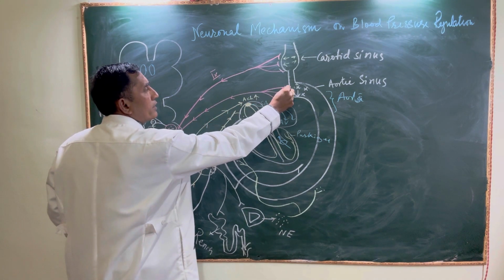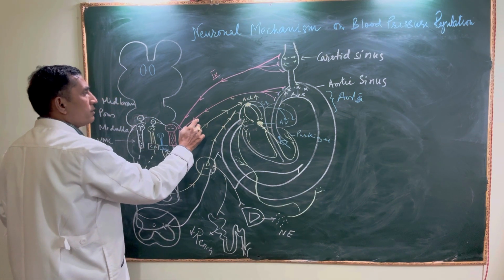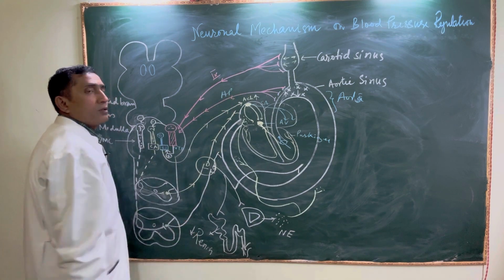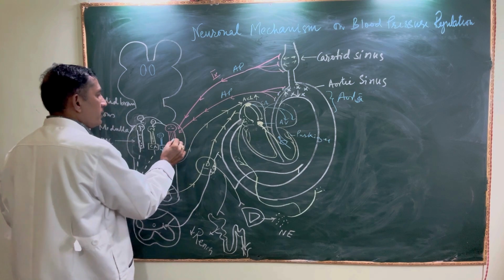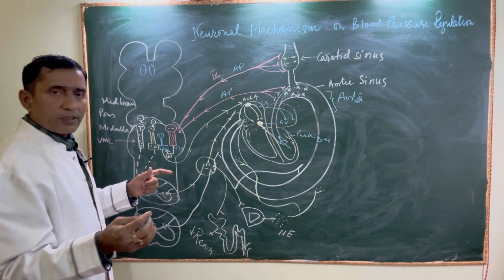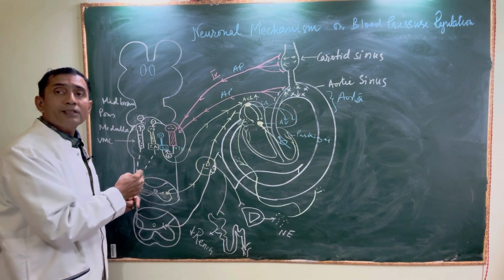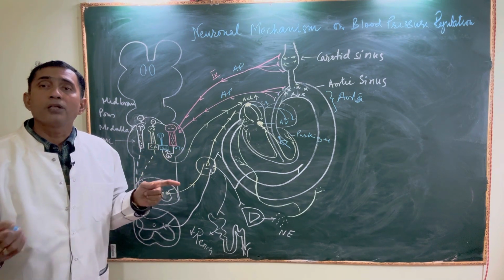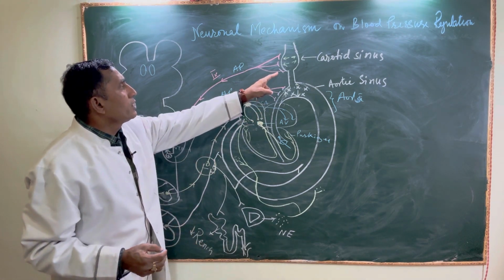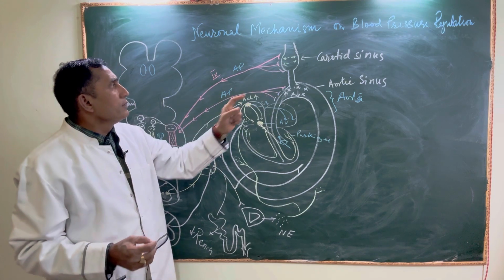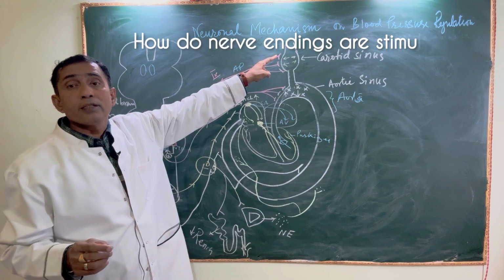and here also we will have a nerve ending, and this nerve ending will carry information in the form of action potential. Ultimately the pressure status of our body will be relayed to the nucleus tractus solitarius, or we call it the sensory area. Now here I would like to again tell you how these nerve endings are stimulated.